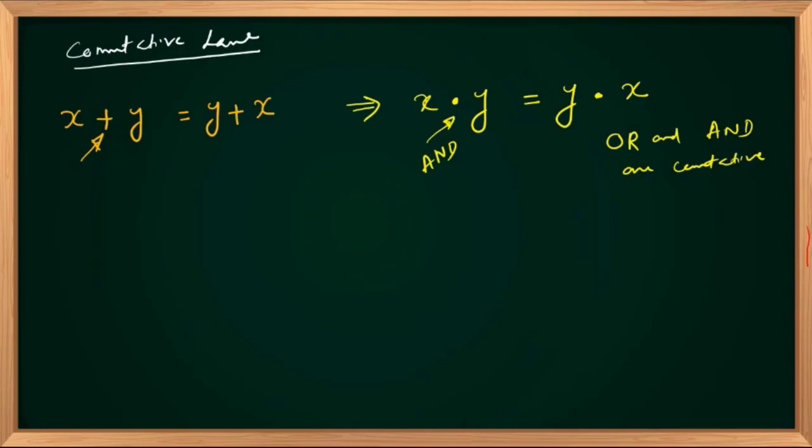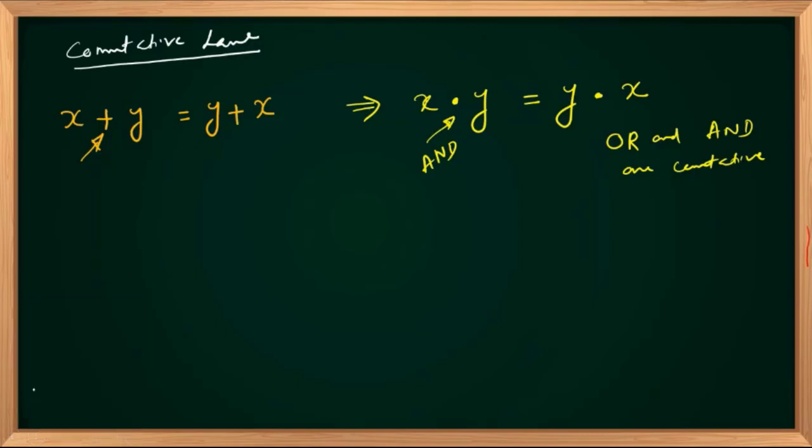Basically, all common logic gates are commutative. A and B is the same as B and A, A or B is the same as B or A. NOR operation is also commutative. NAND operation is also commutative. XOR operation is also commutative. XNOR operation is also commutative. All basic gate operations are commutative. Clear? Then let us move to associative law.